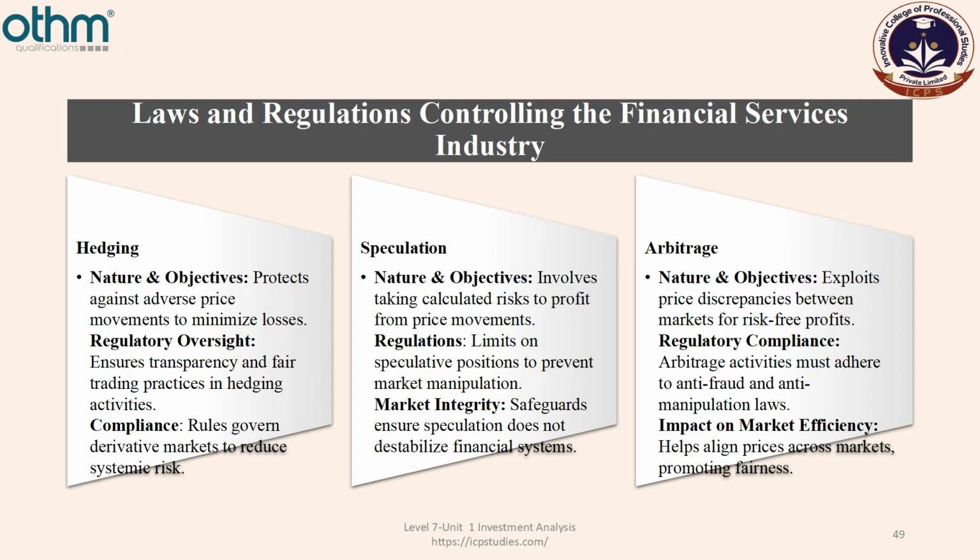destabilize the financial system. Now we have arbitrage, and if we talk about its nature, then it exploits the price discrepancies between the markets. If we talk about its regulatory compliance, then arbitrage activity must adhere to anti-fraud and anti-manipulation laws. If we talk about its impact on market efficiency, then it helps to align the prices across the market.